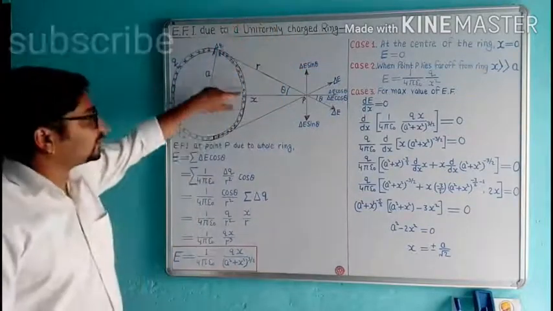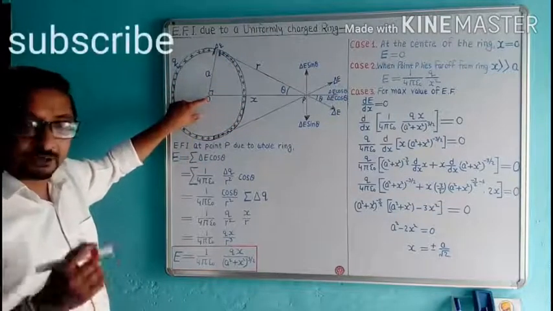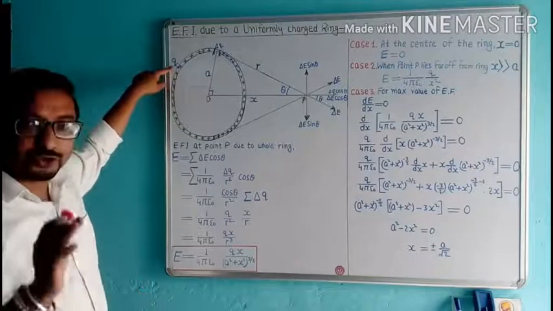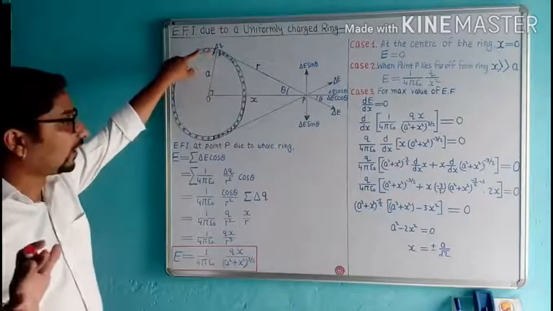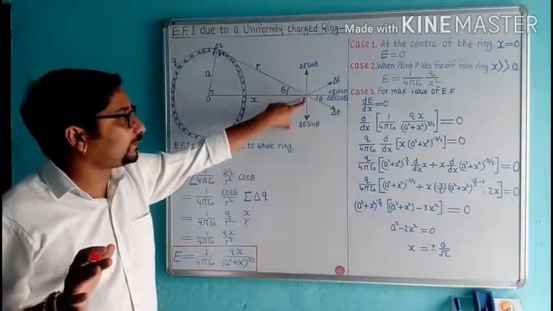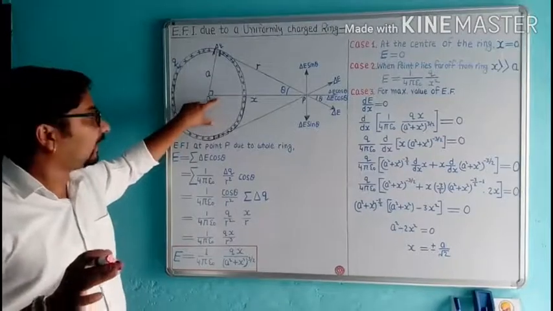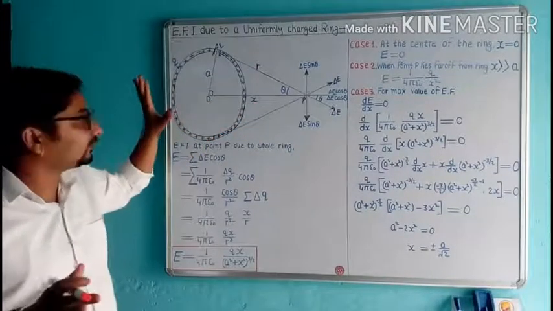Suppose this is our uniformly charged ring having center O and radius a, and Q charge is distributed uniformly over its circumference. We have to find out the electric field intensity at point P, which is along the axis of the ring and x distance apart from the center of the ring.